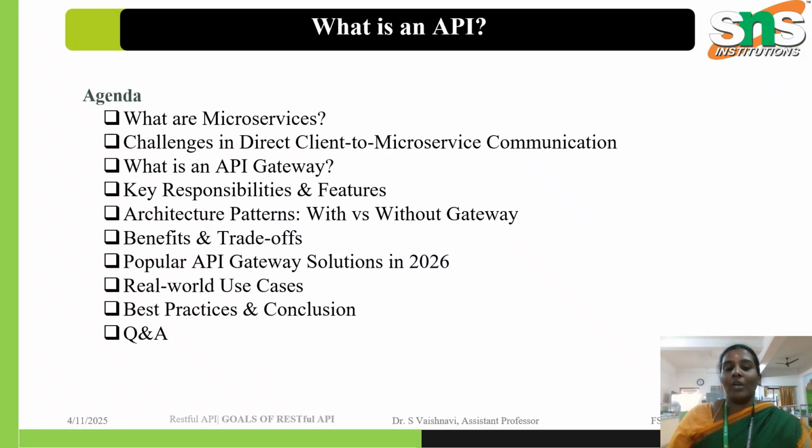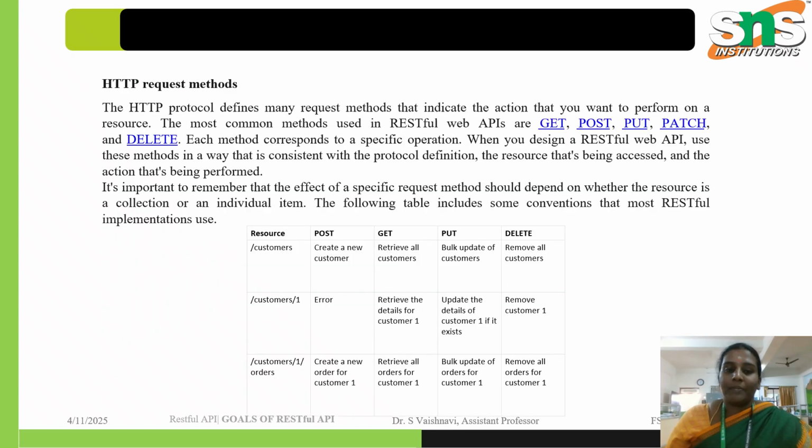So this is the agenda. What are microservice challenges and direct client to microservice communication? What is an API gateway, its key responsibilities and features? And also we are going to see about architecture patterns and the benefits, popular API gateway solutions in 2026 and real world use cases. And also we are going to see about best practices and conclusion and also Q&A.